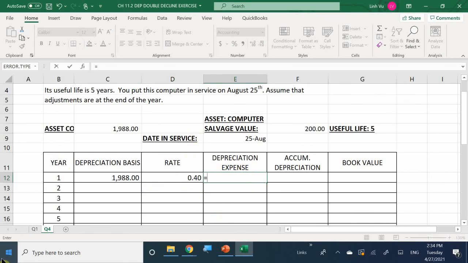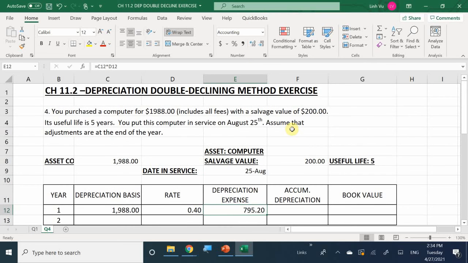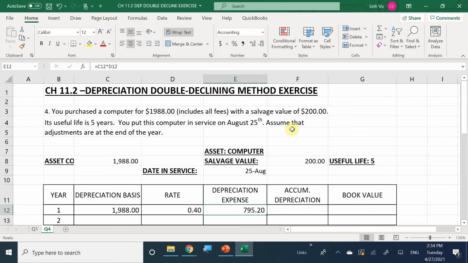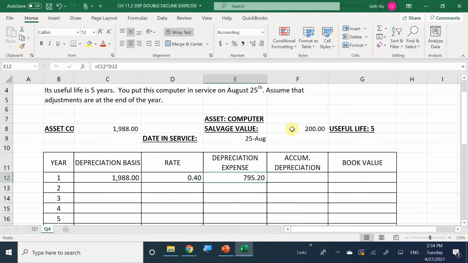You're going to take your depreciation basis times your rate, and then I used equal round. I times that number times the 4 months, which is 0.333. That gave me a total of 265.06. Okay, 795.20. So remember, Alan is on the right track.